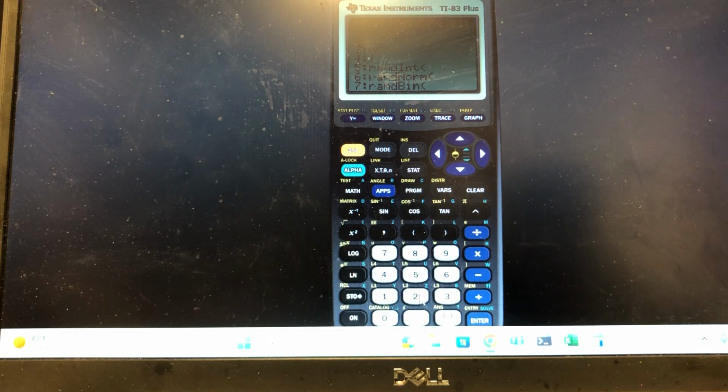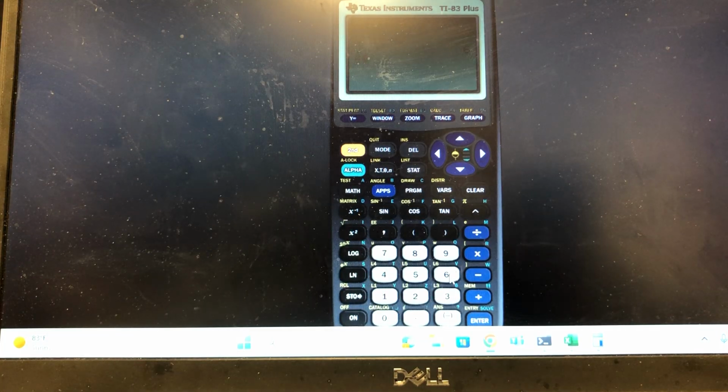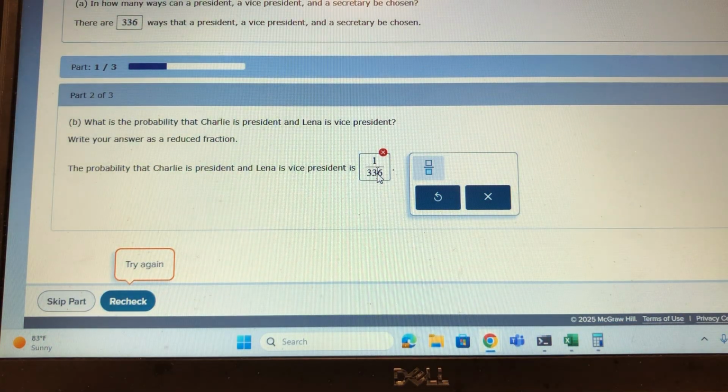And the order matters because we're doing different jobs for them. So maybe the numerator is 6. Maybe they're counting the fact that Lena and Charlie could also be the secretary instead of just president and vice president. And if that's the case, then you're getting 6 out of 336. And I think it's a reduced fraction, so let me try this. Math, enter, enter. So let's try 1 out of 56. Let me see if this is right first, and then I'll explain what I was doing.